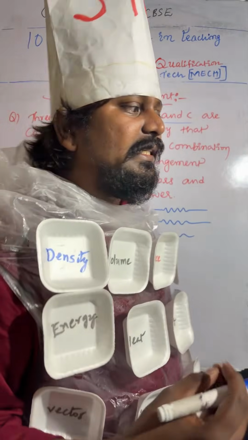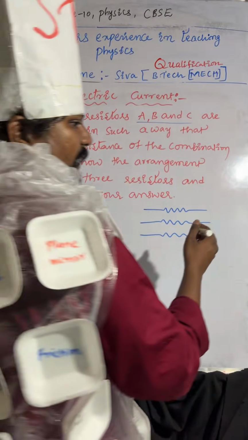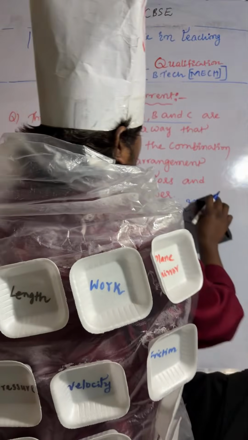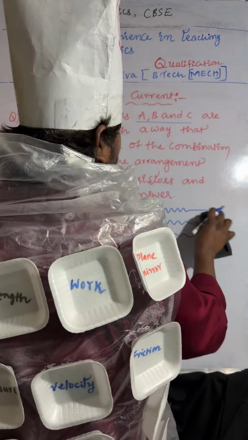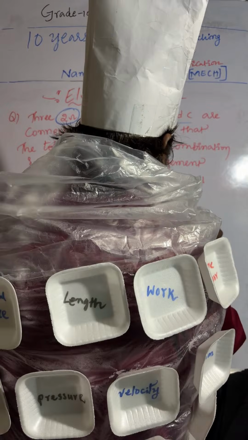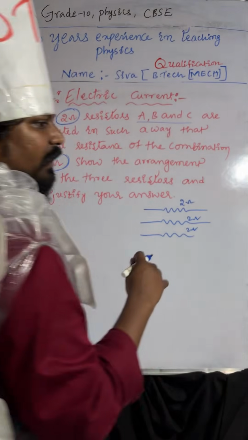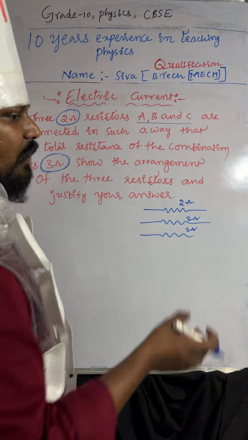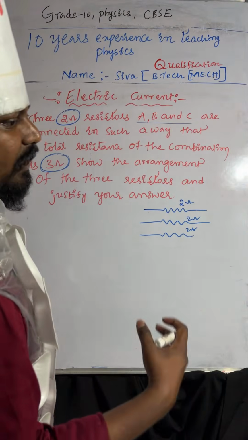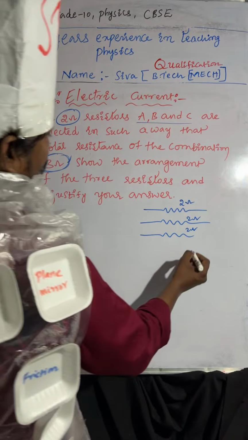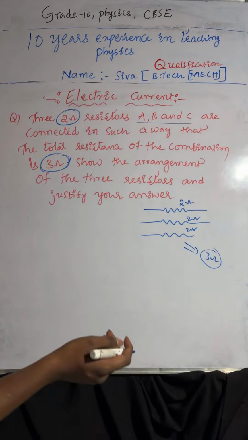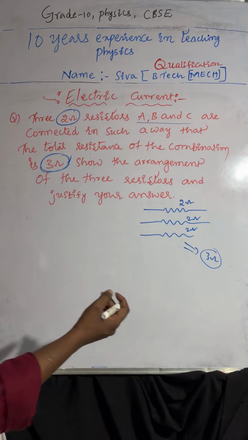Okay, so each resistance is 2 ohm. Here you can see this is 2 ohm, and here is 2 ohm, and here is 2 ohm. Those are connected so we have to connect to get 3 ohm resistance. However you connect, I need to get overall resistance of 3 ohm.